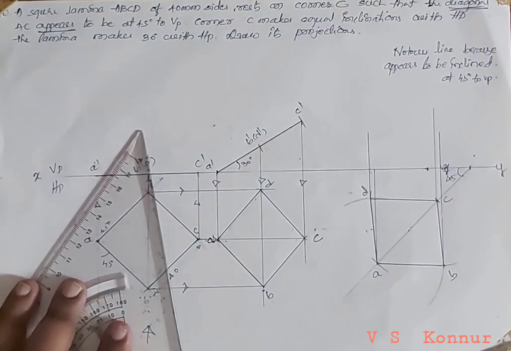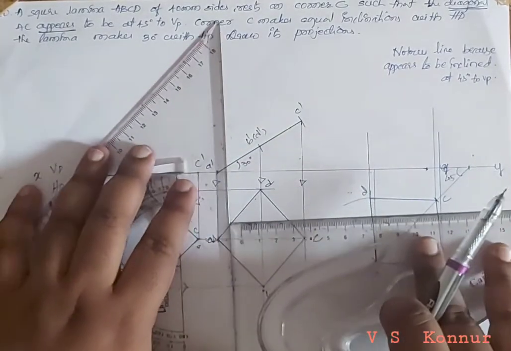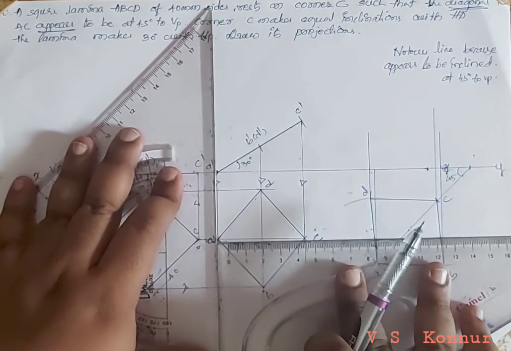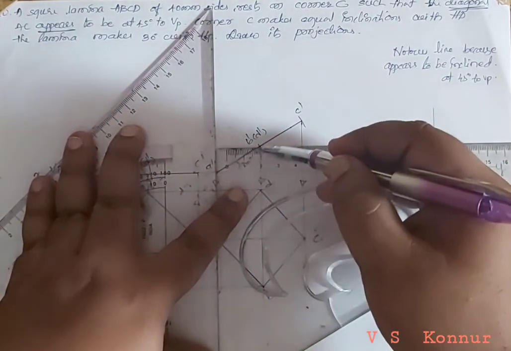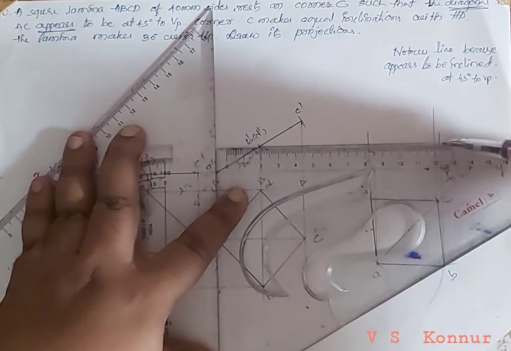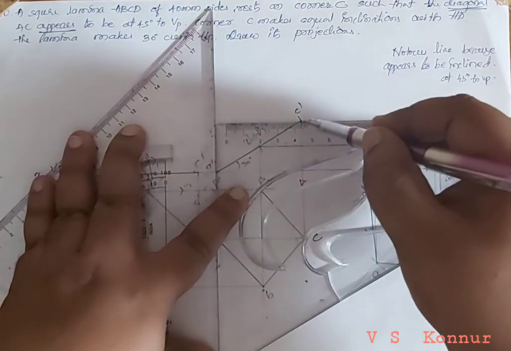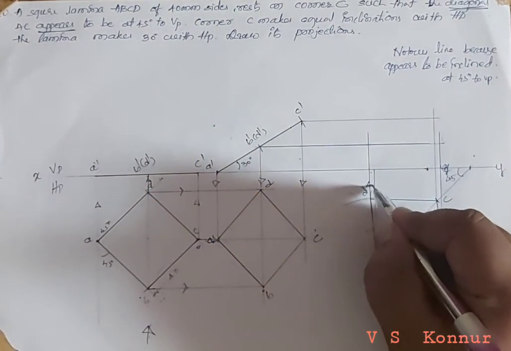I will draw the projector from horizontal. Vertically we have drawn. I will draw the projector horizontally. A is already drawn, so we'll take it as a reference. From B and D you have to draw. Then we have to draw from C. So now give the arrow marks.